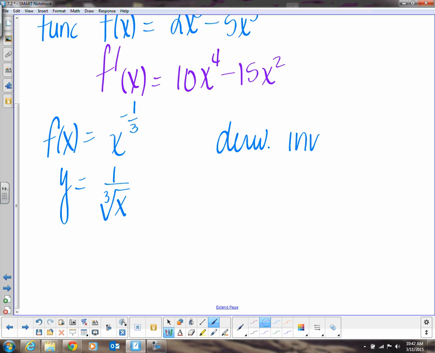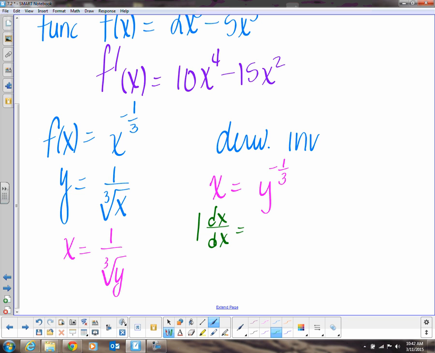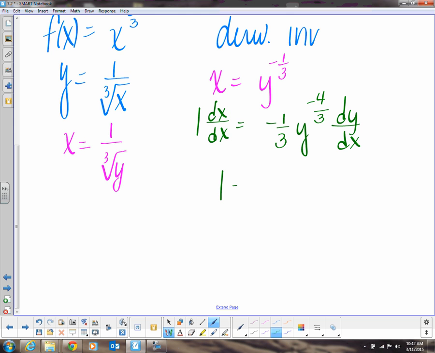So how do you get the inverse? X equals 1 over the cube root of y. So now, can I write x equals y to the negative 1/3? Now, how do we do this derivative implicitly? 1 is equal to negative 1/3 y to the negative 4/3 dy over dx. Okay, before I go any further, this is 1 is equal to negative 1 over 3 times the cube root of y to the 4th.